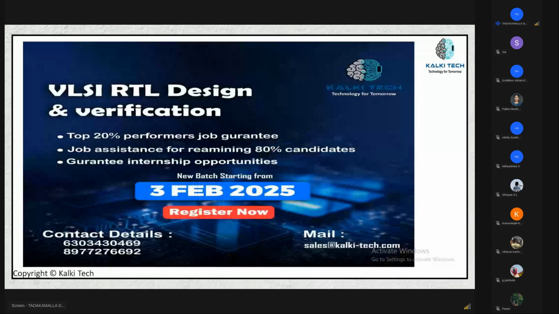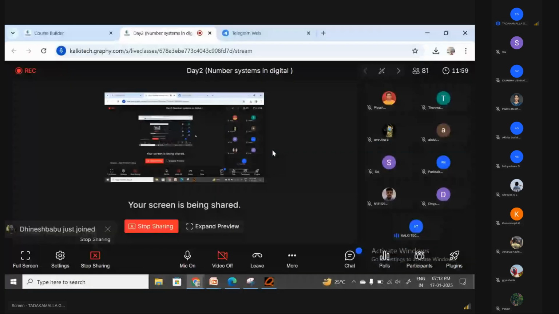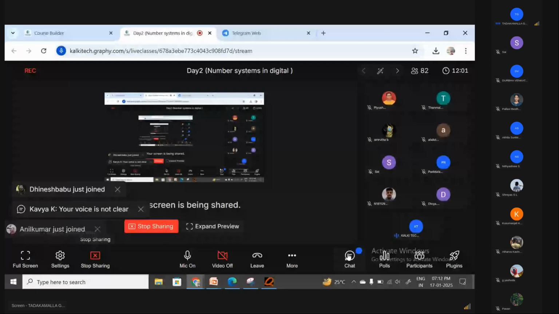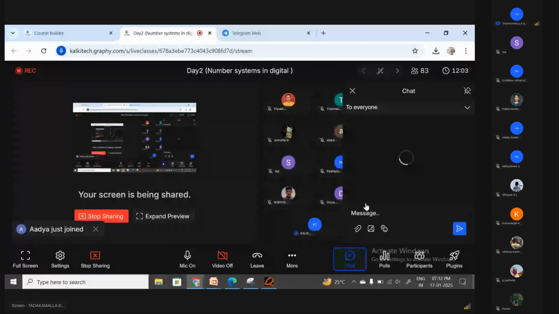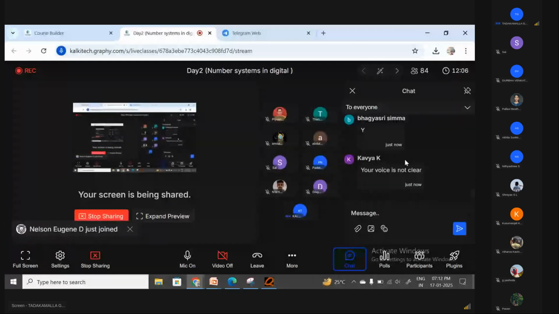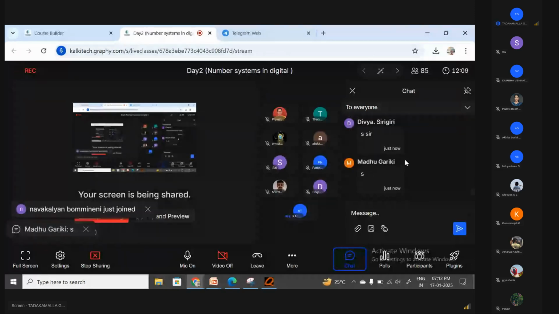My screen is visible, right? For everyone, is it clear? Voice is not clear. My voice is clear, right? And my screen is also visible, right?